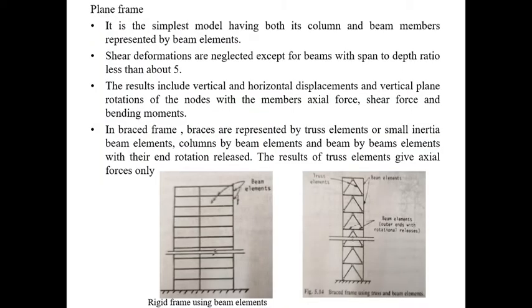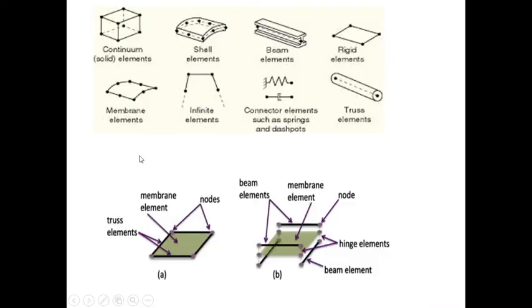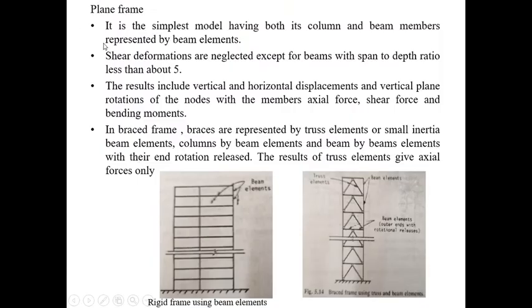Now, while studying this accurate analysis, we shall study high-rise structural components and assemblies and their representation for finite elements for different frames. So for different frames, how do we use it? Suppose this is a plane frame. The plane frame is the simplest model, having both the columns and the beam members. They will be represented by the beam elements.